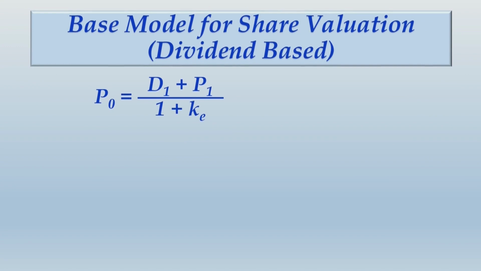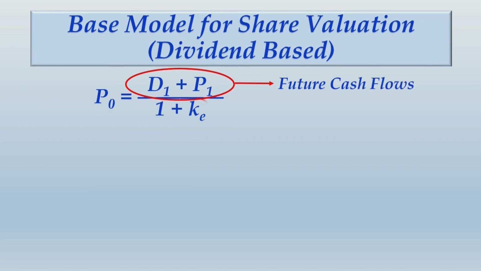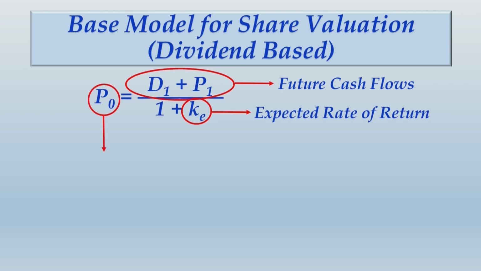So we have just identified that D1 and P1 are considered as future cash flows. KE is the expected rate of return, and P0, what you can see, is the present value of these future cash flows, and this P0 would indicate the present value of the share. Friends, before I take you any further, please quickly note down what you find on screen.